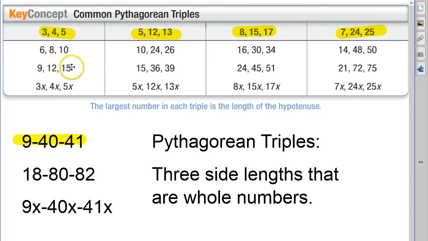And triplet 9, 12, 15, it works. Heck, even throwing variables in, 3x, 4x, 5x, they're all still triples. 5, 12, 13, and all of its common multiples are triples. 8, 15, 17. 7, 24, 25.